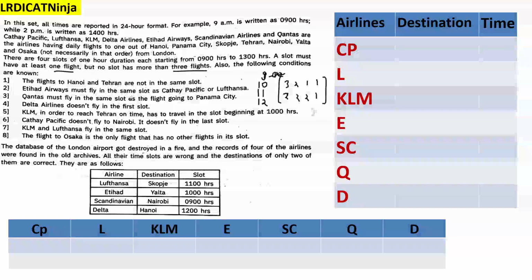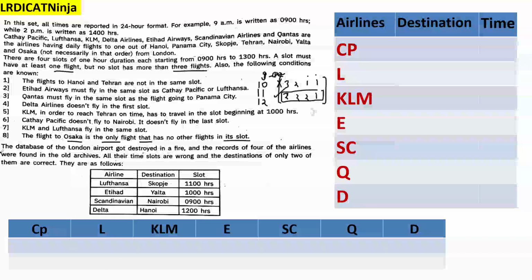Now the following conditions are known. If you look at the last condition, the flight to Osaka is the only flight that has no other flight in its slot. So if I take this case, there will be two flights in that slot, one flight to Osaka and another flight to some other city. But it is written that the flight to Osaka is the only flight that has no other flight. So this case is eliminated. Now we are left with only this case. So there are three time slots in which there will be two flights, and there is one time slot in which there is only one flight.